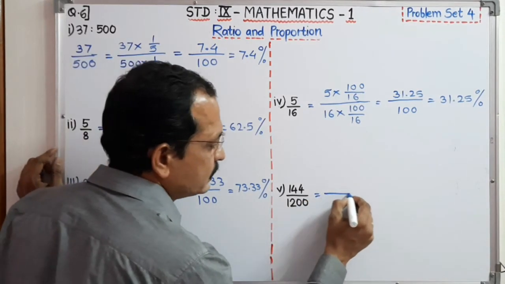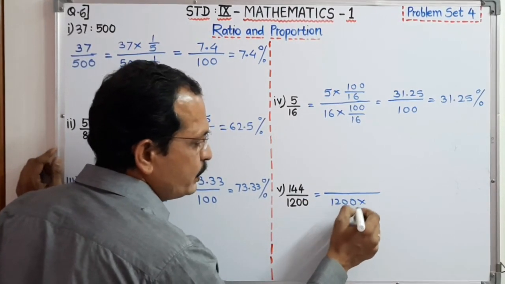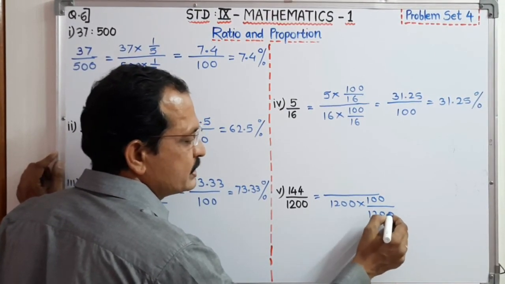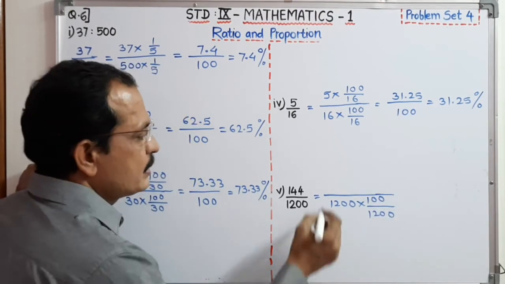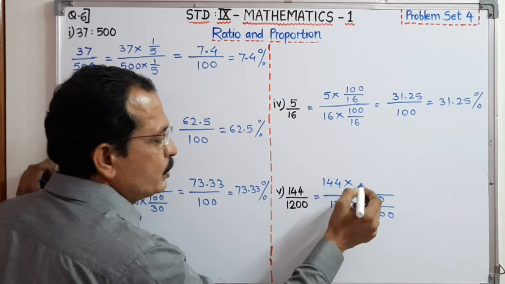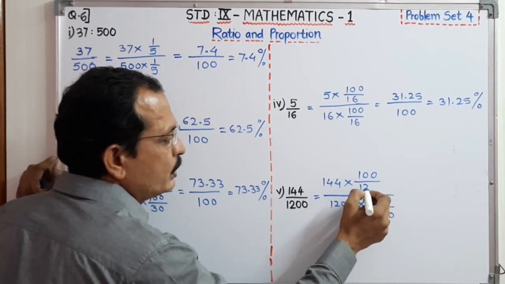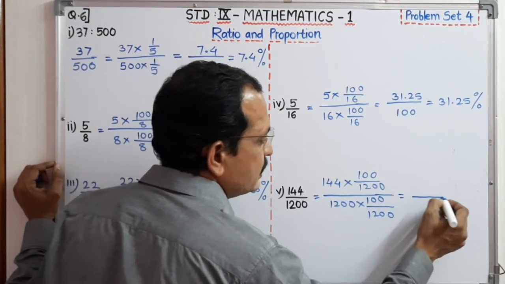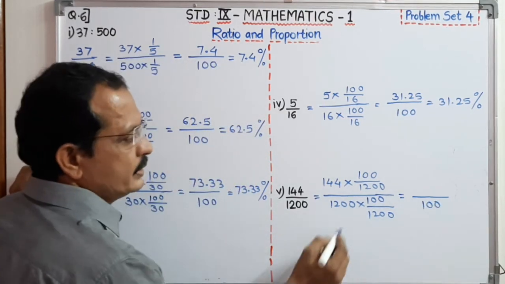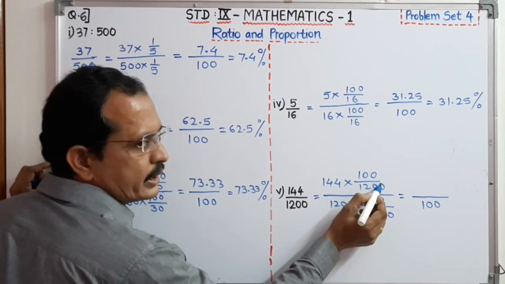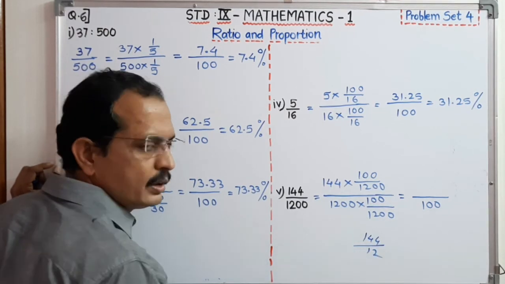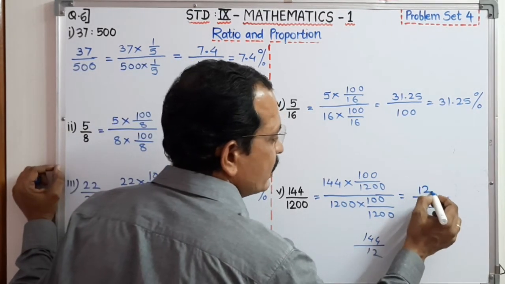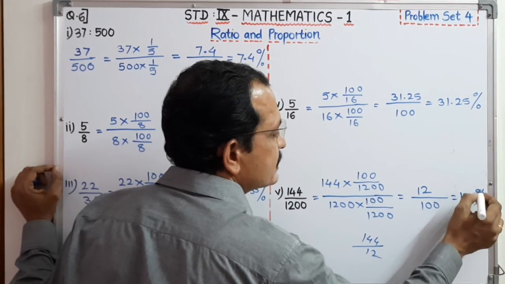What we have to do? This 1200 into, tell me, yes, correct, it is 100 divided by 1200. Same thing, 144 into 100 upon 1200. Now see, this 1200 gets cancelled, here it is 100. Now see, this 20 and these 2 0s get cancelled. It is 144 upon 12, and 144 upon 12, we know that 12 12s are 144, therefore it is 12, and dear student, it is 12%.